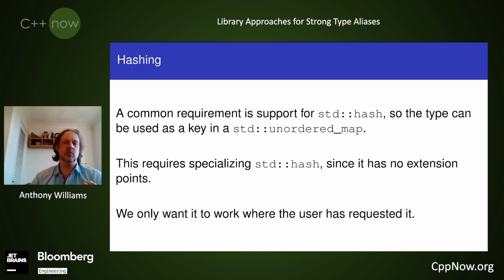Hashing is a funny one because std::hash doesn't have any extension points. The only way you can extend it is by specializing std::hash. And specializing means you're limited in how you can do that. You can specialize for strong typedef because it's a user-defined template, but you can't specialize easily for strong typedef with some properties.